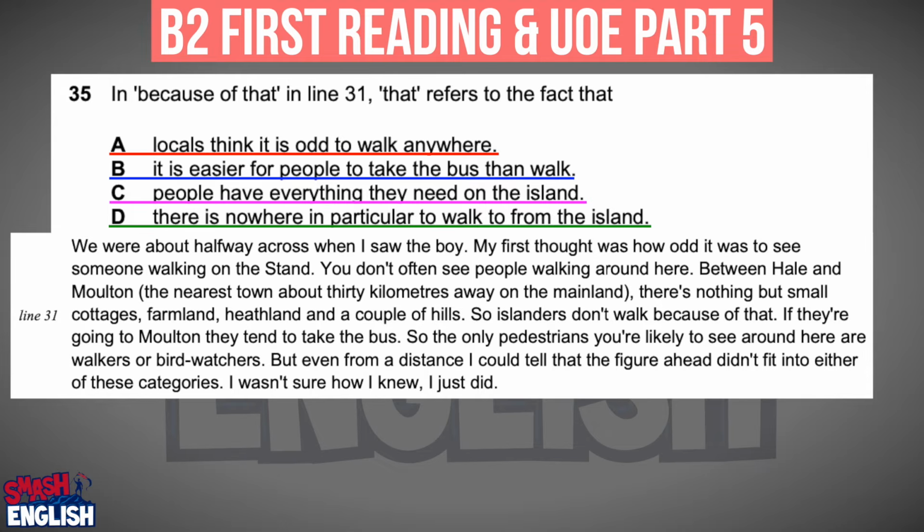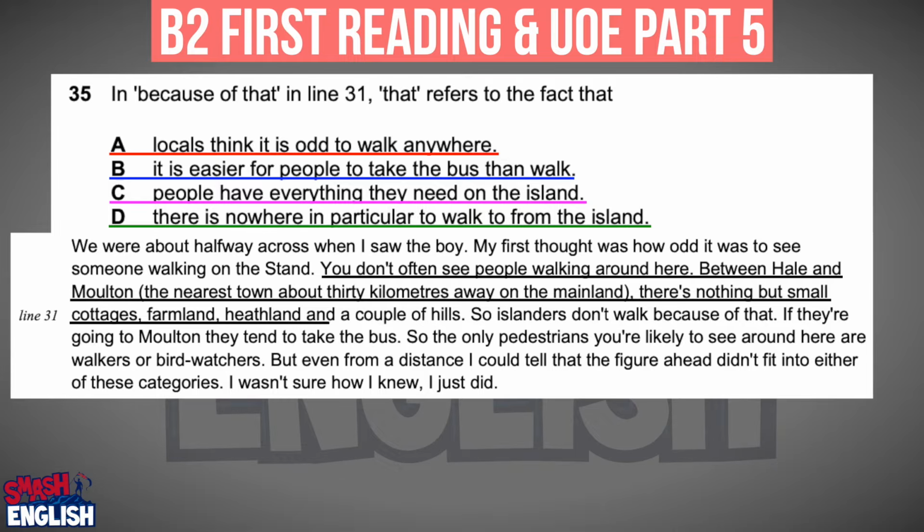I can instantly identify the sentence we need. It's here. "You don't often see people walking around here, between Hale and Moulton, the nearest town and 30 kilometres away on the mainland. There is nothing but small cottages, farmland, heathland, and a couple of hills." So islanders don't walk because of that. "That" here refers to "there's nothing but small cottages, farmland, heathland, and a couple of hills."